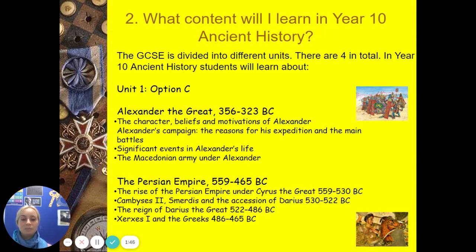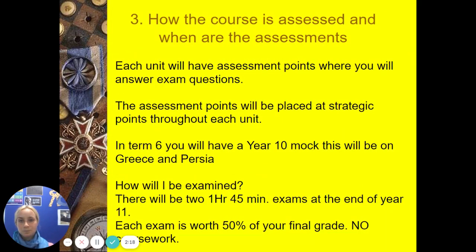and they'll look at the Macedonian army under Alexander. The second unit they study in Year 10 is the Persian Empire. Within that unit, they'll learn about the rise of the Persian Empire under Cyrus the Great. They'll learn about Cambyses, Smerdis, and the ascension of Darius. They'll then learn about the reign of Darius the Great, Xerxes I, and the Greeks. Both units our students find incredibly interesting, and through the scheme of work, they gain a real insight into these 2 topics in ancient history.